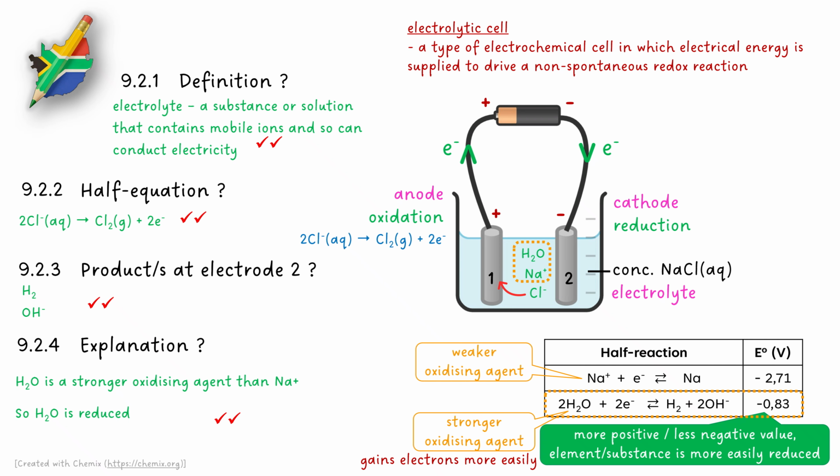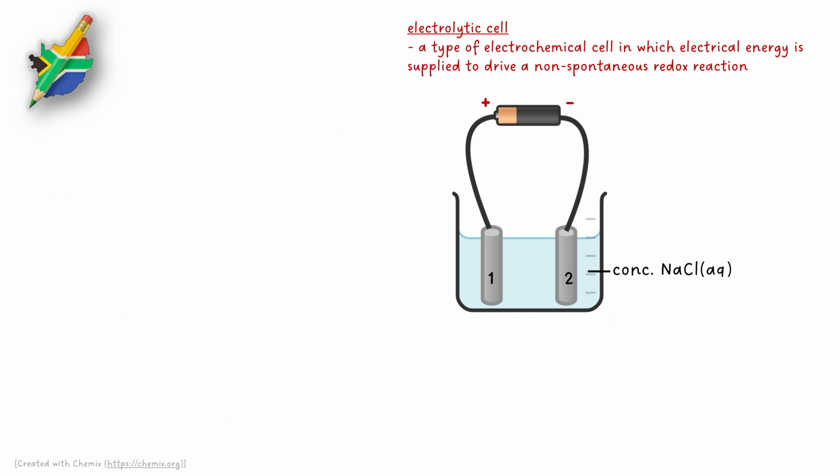This question gives us an electrolytic cell, and we need to answer a series of questions related to it. An electrolytic cell is a type of electrochemical cell in which electrical energy is supplied by a power source to drive a non-spontaneous redox reaction. This can result in the decomposition of an ionic substance into its elements, or the formation of new substances from water if the solution is aqueous at the electrodes.